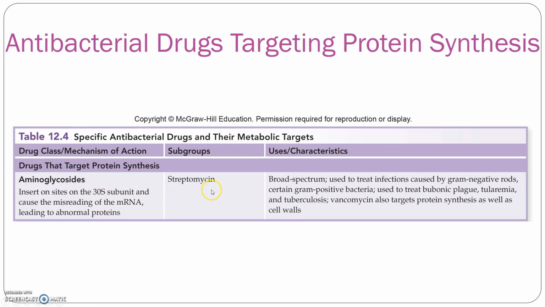Okay, so the subgroup that you're probably most familiar with, that you've heard of before, that's an aminoglycoside is streptomycin. Again, it's a very broad spectrum used to treat infections by both gram-negative rods and gram-positive bacteria. So this is probably the most common aminoglycoside that you've heard of.